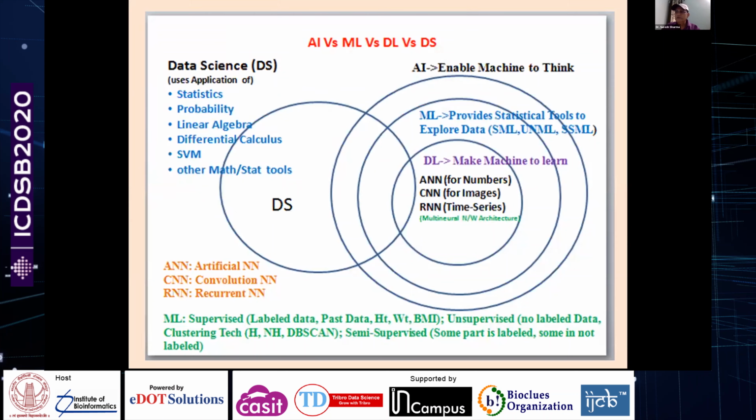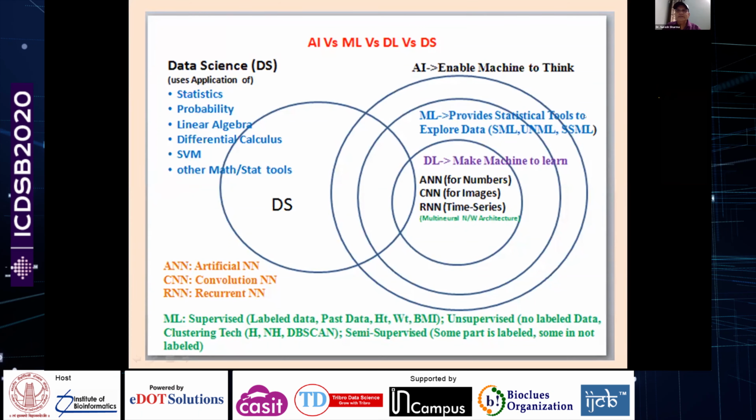And because our entire conference is on data science in biology, people get confused about what is data science and what is machine learning. So here is a Venn diagram. What do you mean by artificial intelligence? Artificial intelligence always comes at the top. It allows a machine to think. Then comes the inner circle, that is machine learning.